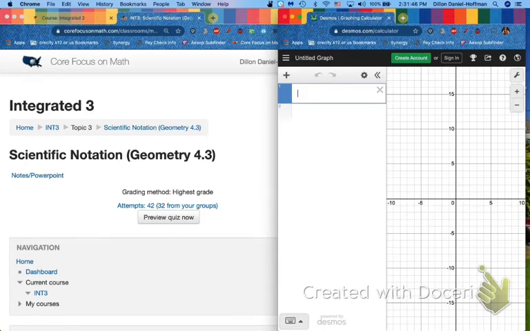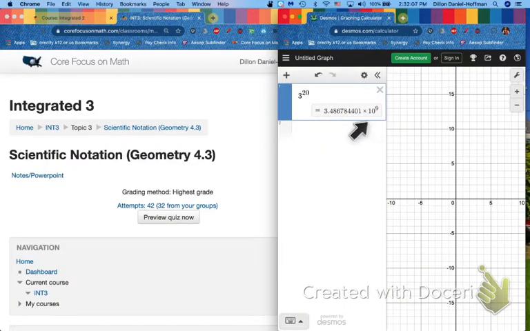Now, if you recall, before we had something like 3 to the 20th power. And you recall maybe that you saw this long, disgusting decimal with times 10 to the 9th power, and you thought, what the heck is this? That doesn't look like a number. Well, this is scientific notation.